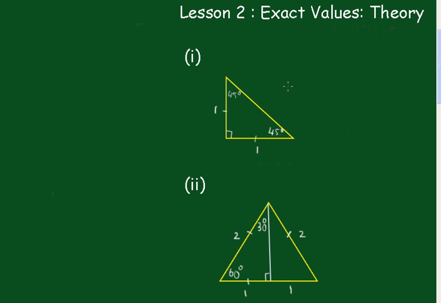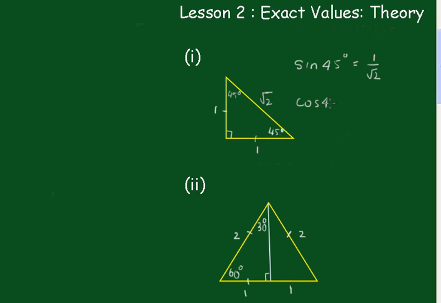So we can see that the sine of 45 is equal to the opposite over the hypotenuse. Now the hypotenuse from Pythagoras is going to be the square root of 2. So it's 1 over the square root of 2.